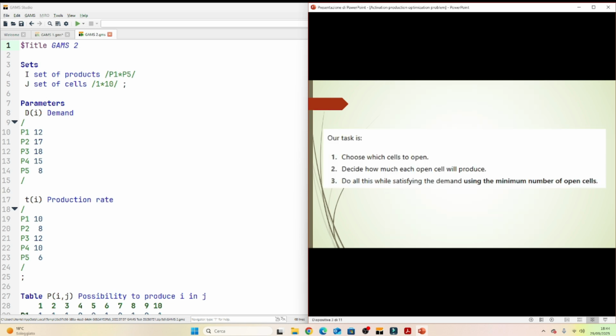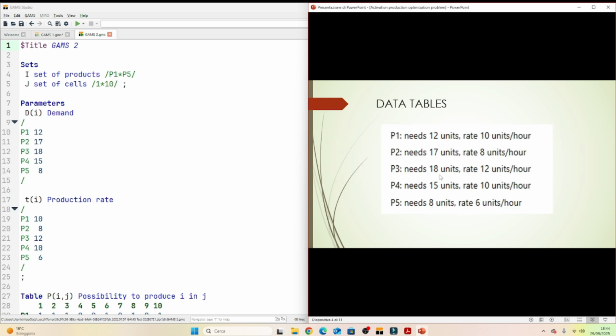We have 5 products. Each has demand and production rate, and there are 10 cells, each of which can produce some subset of products. Open as few cells as possible while meeting all demand. We want to open the minimum number of cells that can cover all product demands. First of all, we need to write a table with all the data.